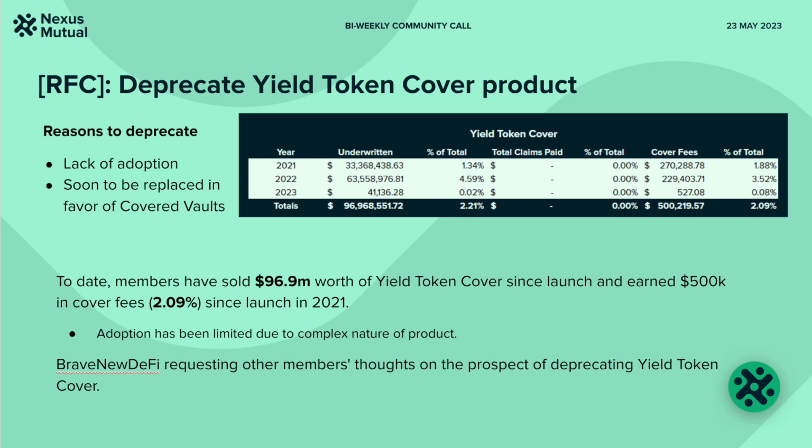Because the adoption for this has been limited due to the complex nature of the product, I think that now might be a good time to deprecate yield token cover and just wait until covered vaults launch, which would be a lot more user-friendly. So I recommend you check out both of these on the forum. Both of these are really important discussions that it would be really great to get members' feedback on. You can find both of those threads on the forum and also in the thread for today's call as well.